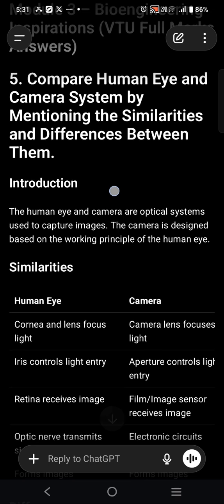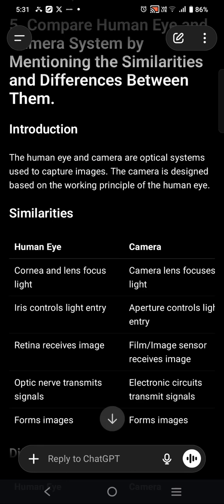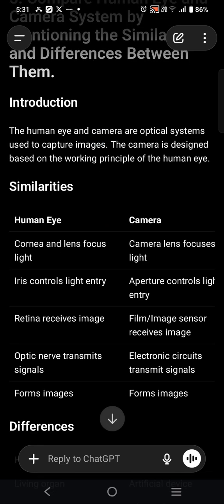Compare the human eye and camera system by mentioning the similarities and differences between them. The human eye and camera are optical systems used to capture images. The camera is designed based on the working principle of the human eye.